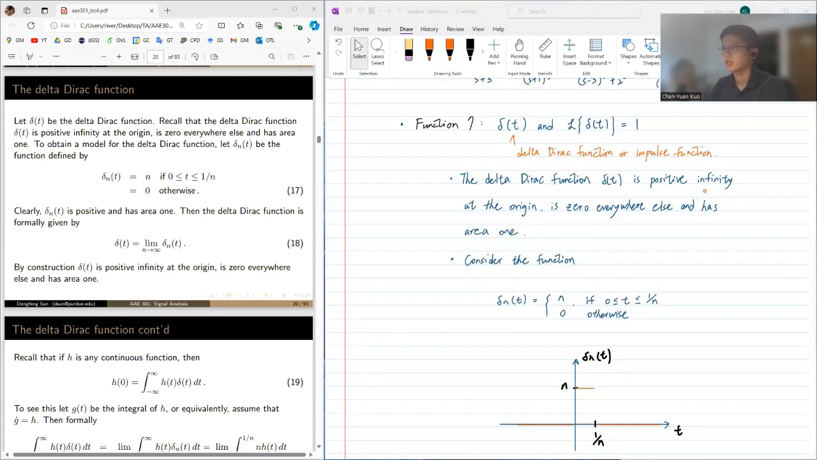Now for the seventh function, let's look at the delta Dirac function, or the impulse function, delta of t. And the Laplace transform of the delta Dirac function is equal to 1.